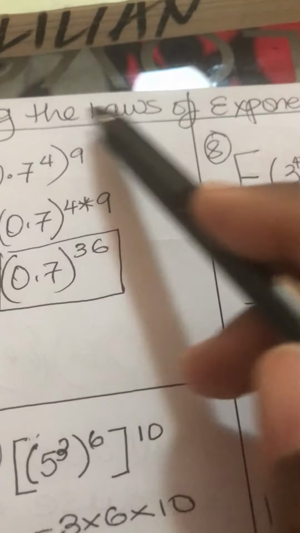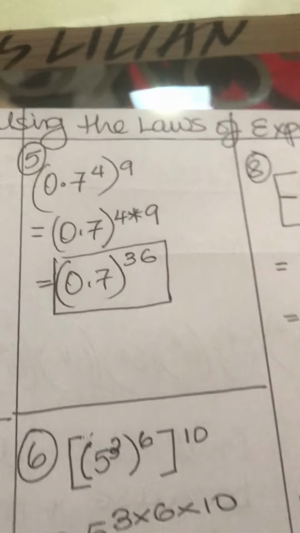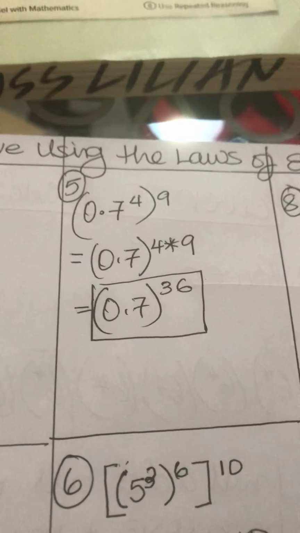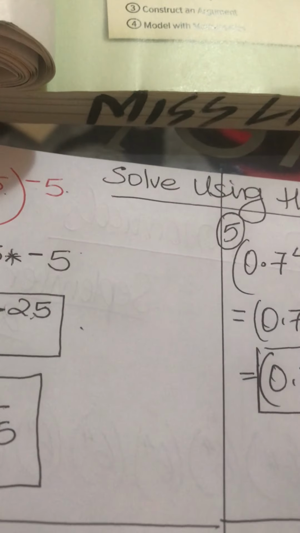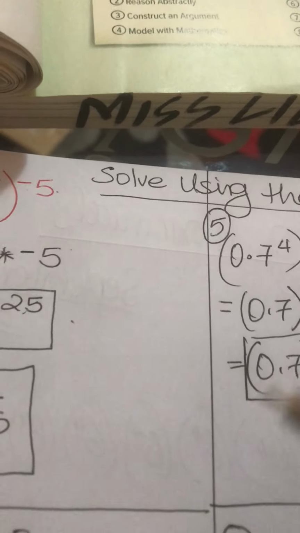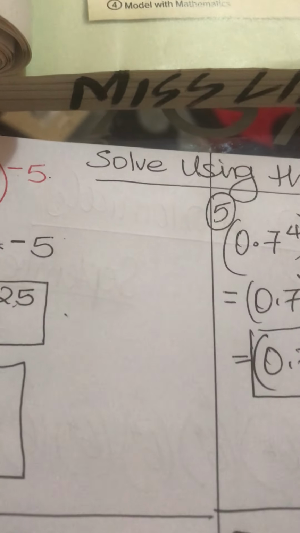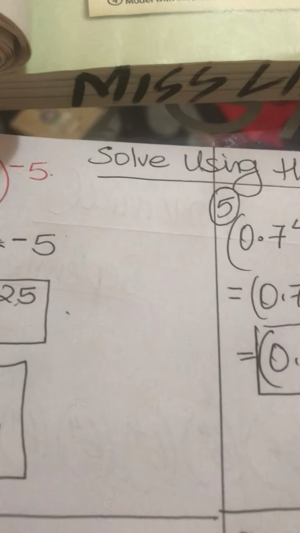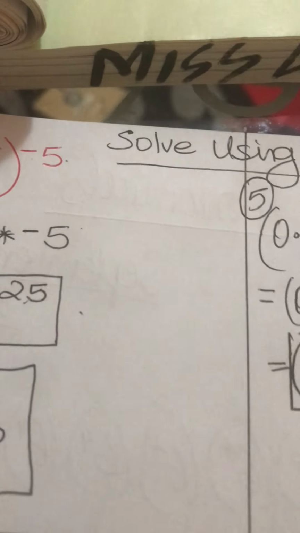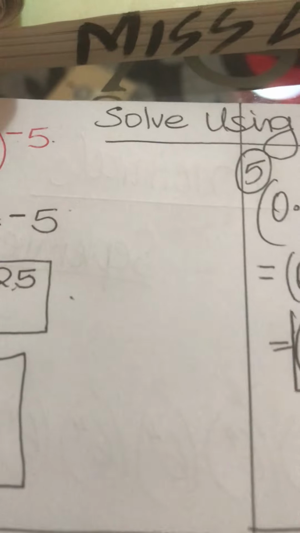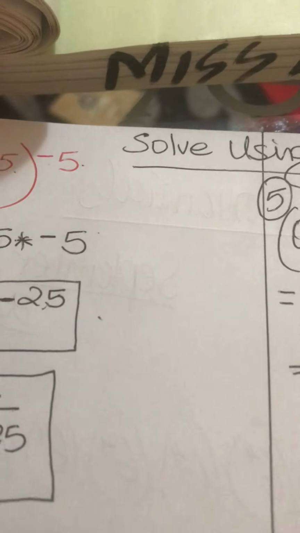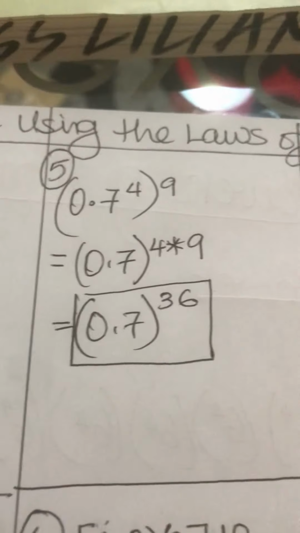Okay? And remember, you're solving using the laws of exponents. When the question says use the laws of exponents, you cannot do the long method. You have to do this method. That is why you have to practice and remember. The same way you remember my name and you remember your name and all your friends' names is the same way you should remember all the rules we have learned in math. Okay? All right.